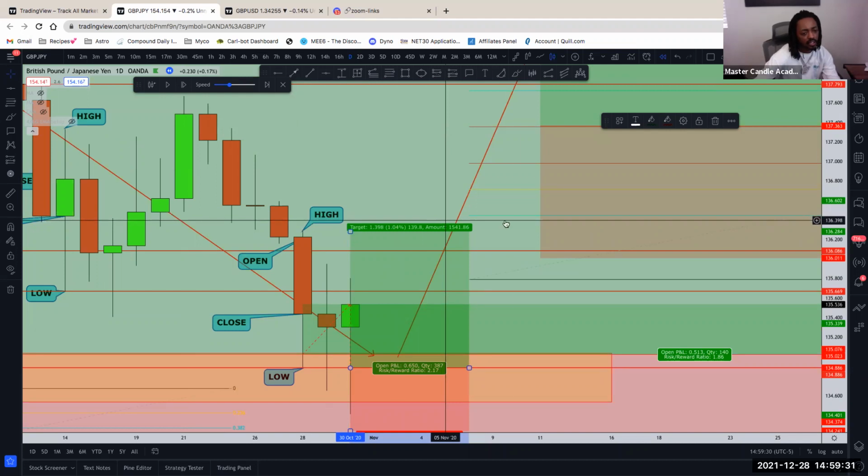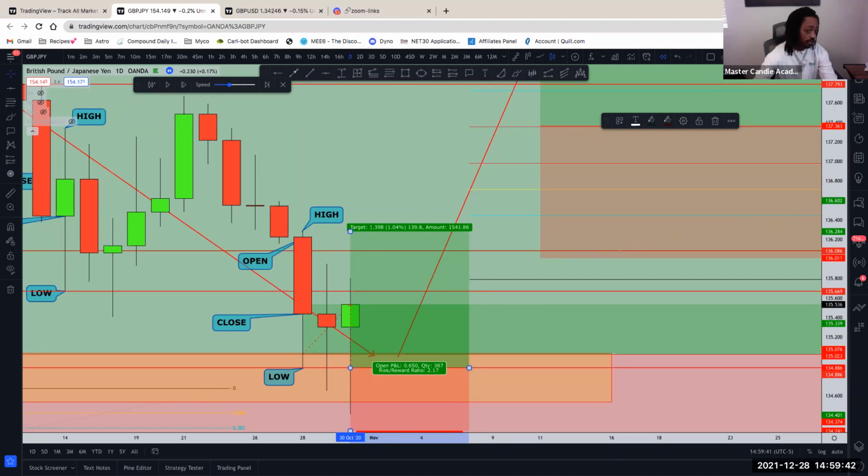So an inside bar equals a candle with a candle close without breaking the previous low if bearish, or the previous high if bullish. Yes, that is a great explanation. An inside bar is a candle with a candle close without breaking the previous low. Yeah. Perfect.